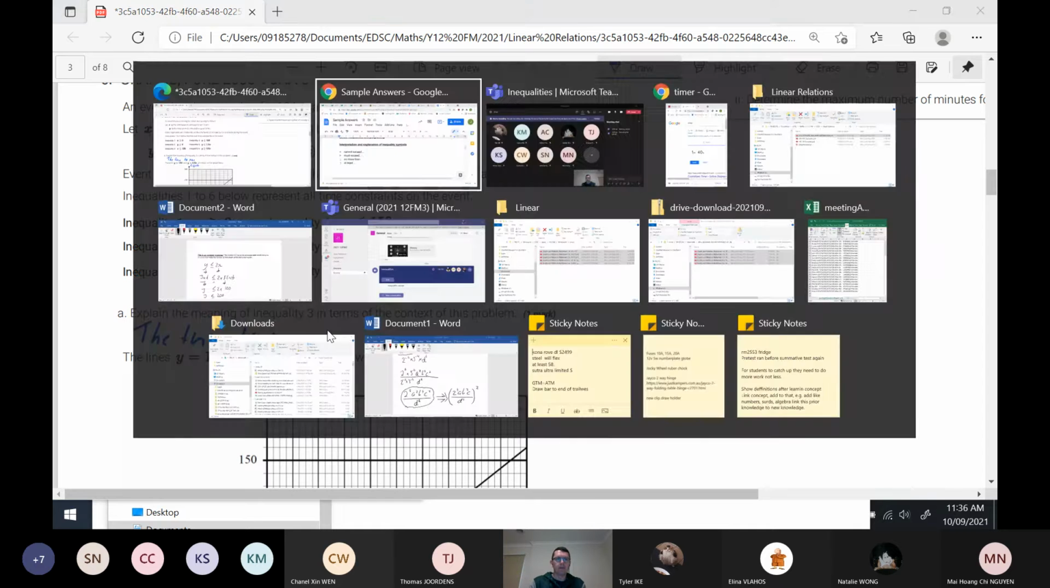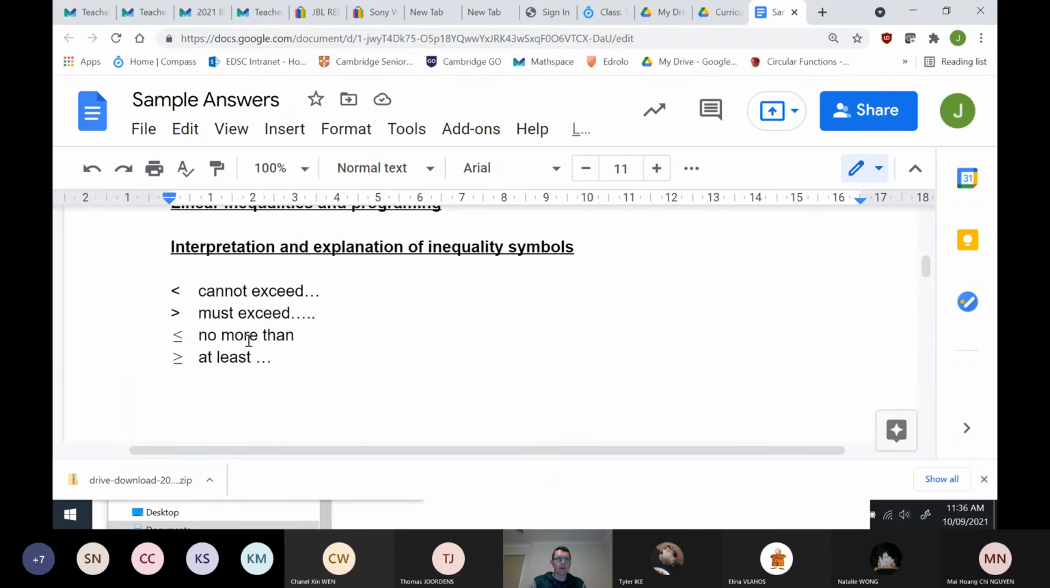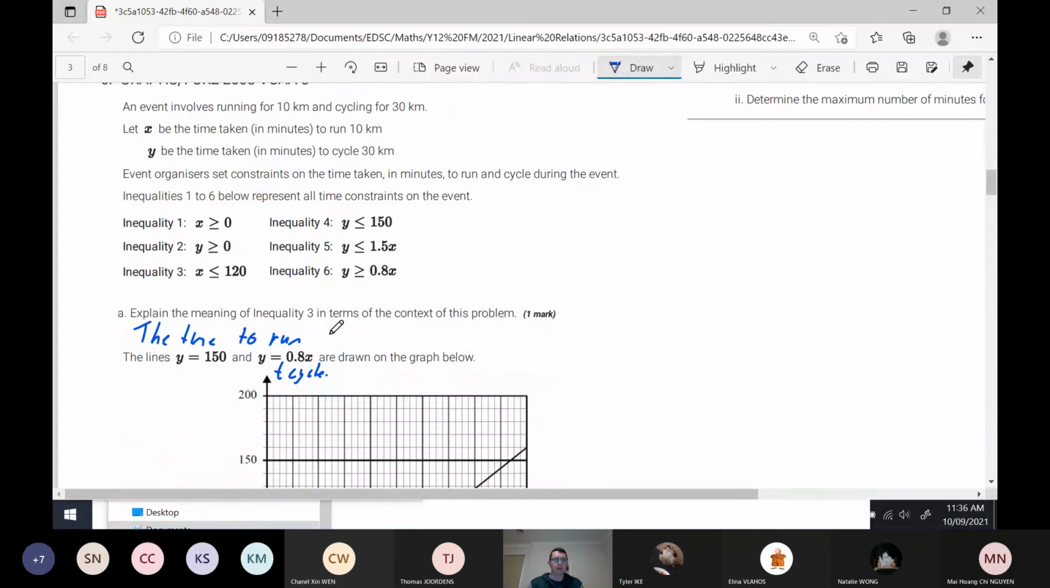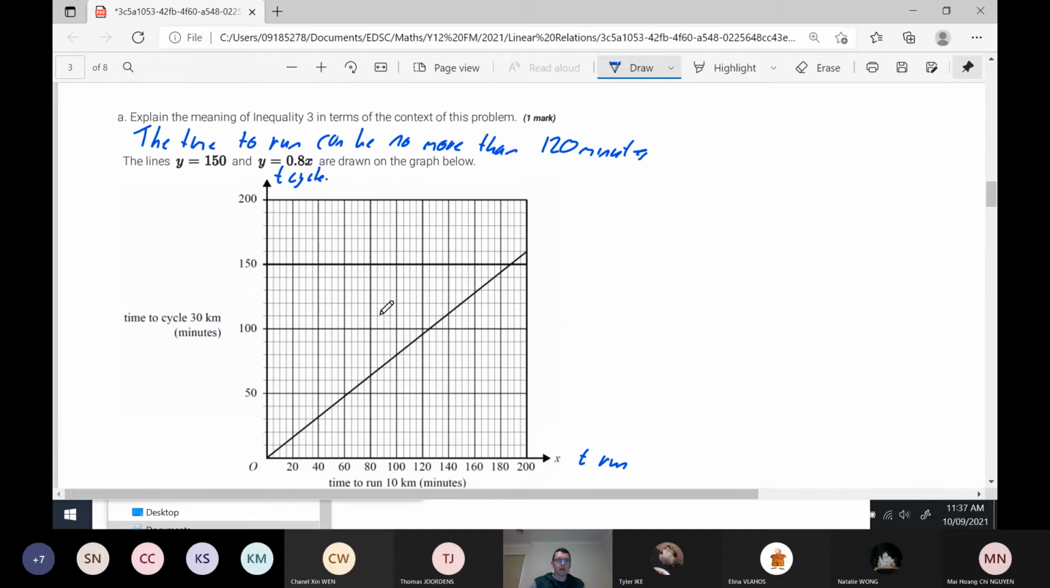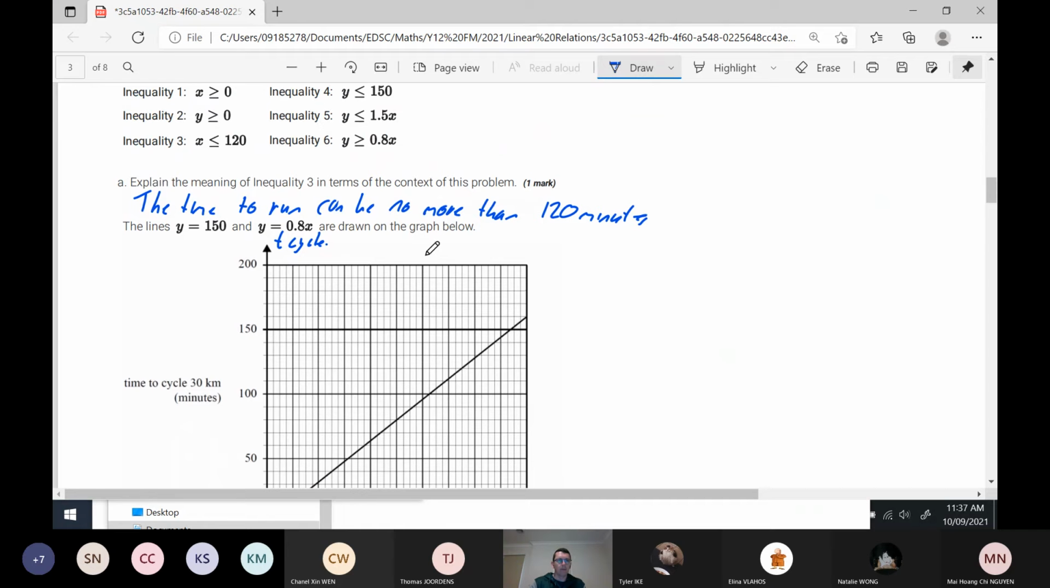And then at most, no more than, sorry, not at most, can be no more than 120 minutes. The time to run can be no more than 120 minutes, which is going to be x equals 120, which would be along there, I would say. Because x needs to be less than that, right? So you can't run no more than 120 minutes.